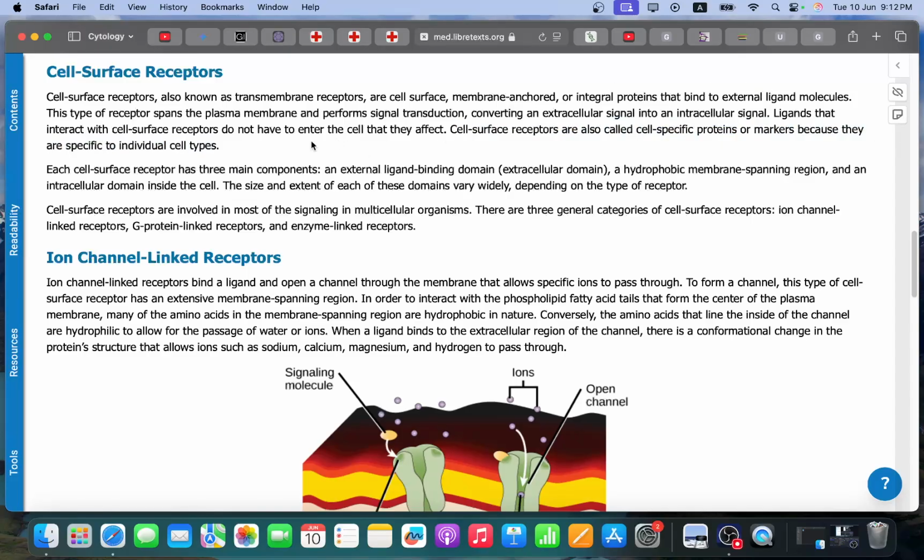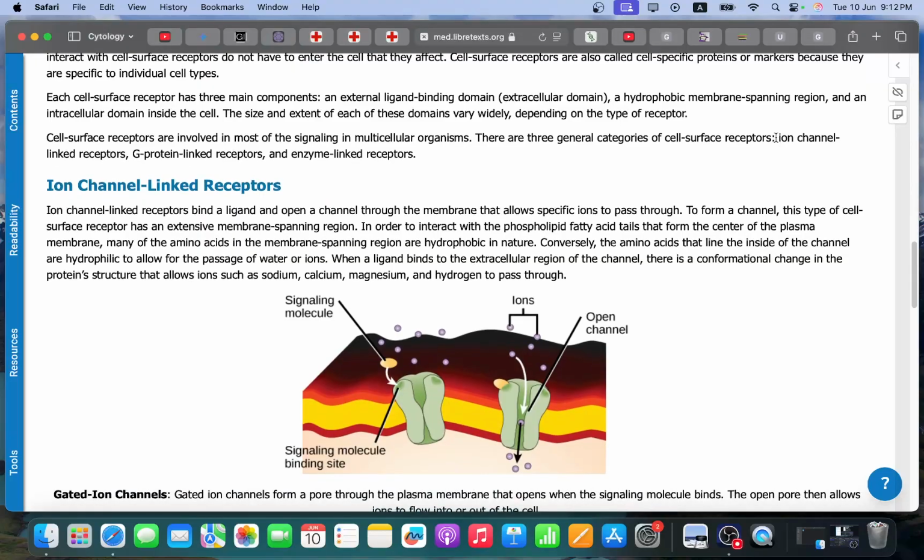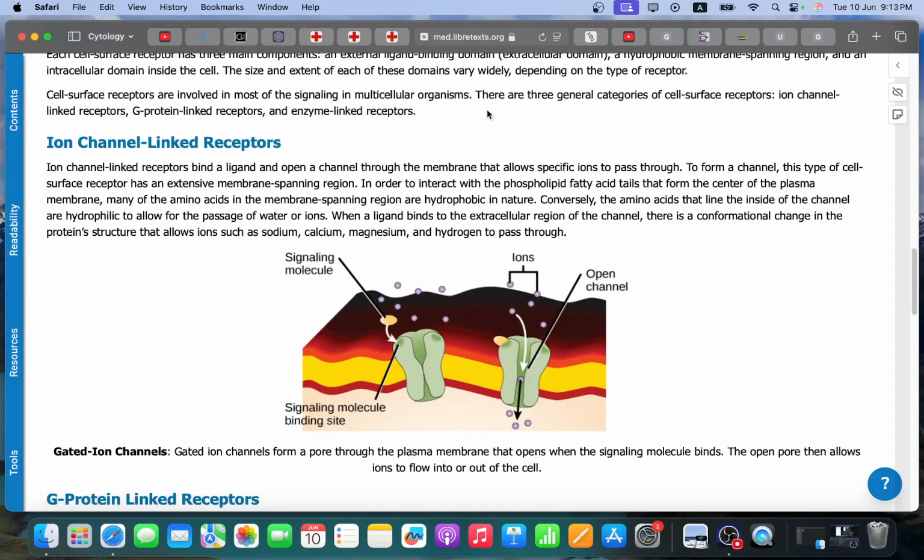Ligands that interact with cell surface receptors do not have to enter the cell that they affect. Cell surface receptors are also called cell specific proteins or markers because they are specific to individual cell types. Each cell surface receptor has three main components: an external ligand binding domain, extracellular domain, a hydrophobic membrane spanning region, and an intracellular domain inside the cell. The size and extent of each of these domains vary widely depending on the type of receptor.